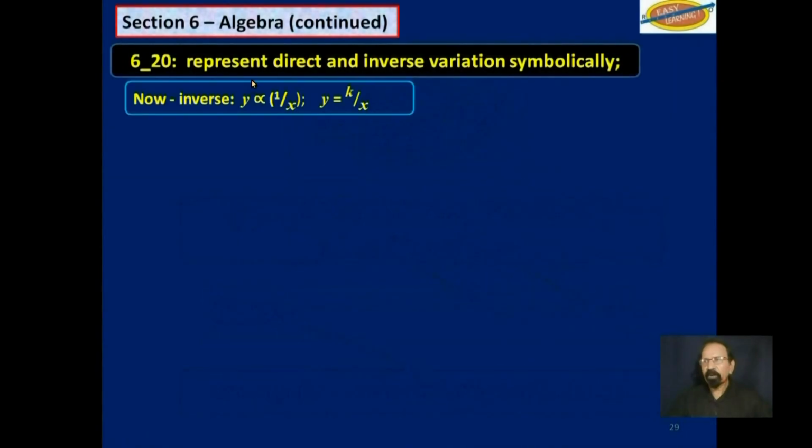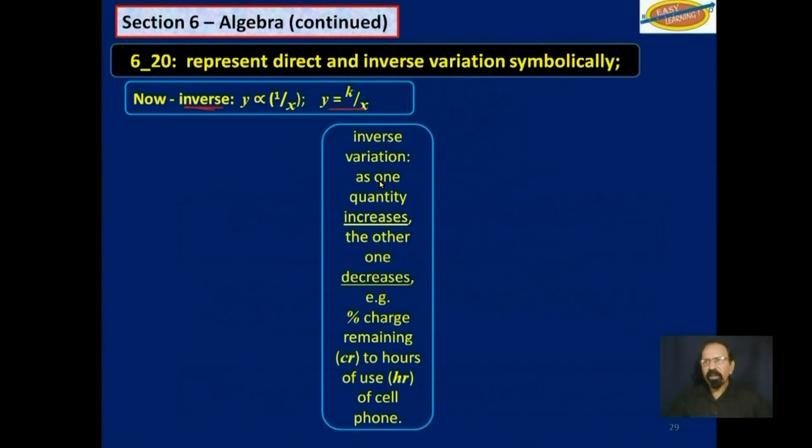So let's take a brief overview of inverse. In inverse variation, as one quantity increases, the other one decreases. Example, the percentage charge remaining on your phone to the hours of use of your cell phone. The more you use it, the less percentage charge you have.